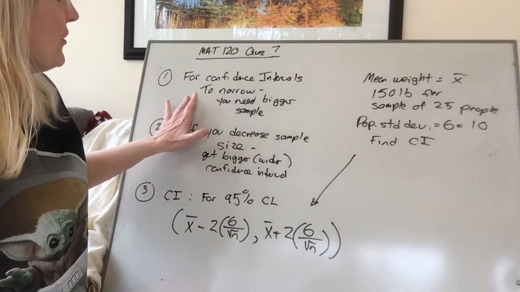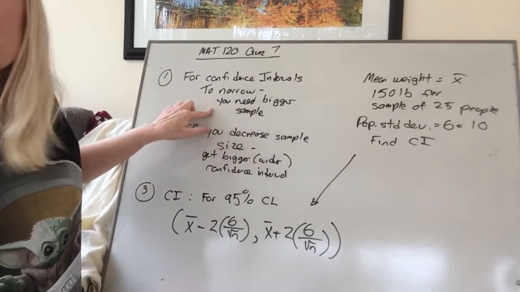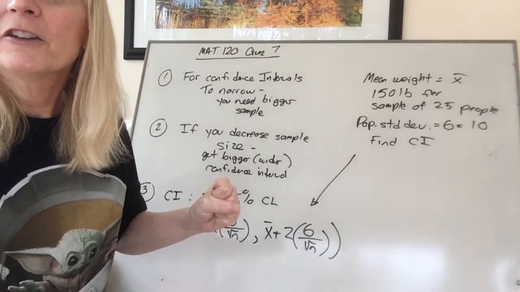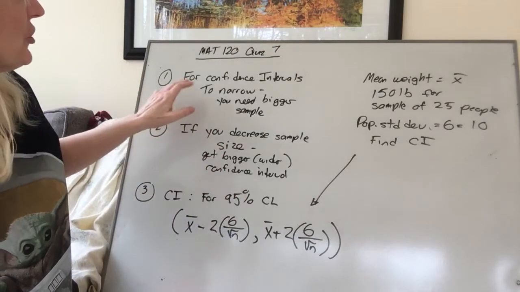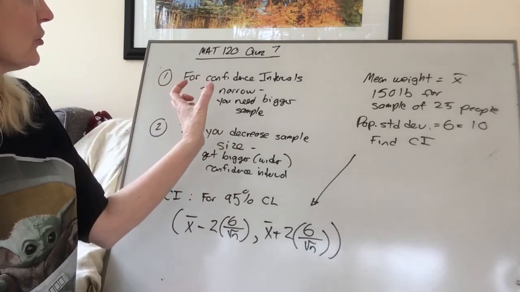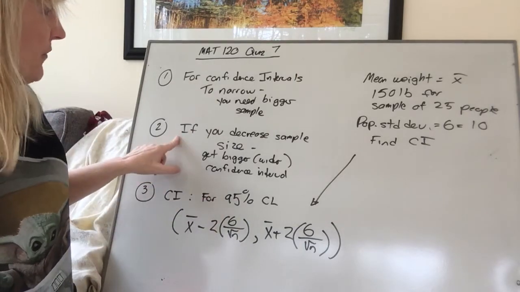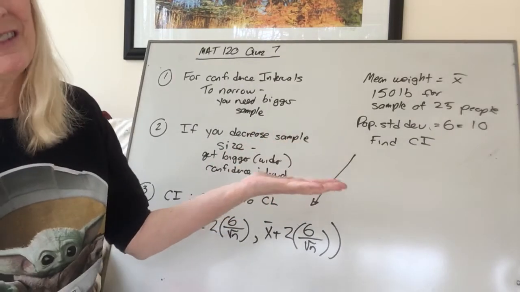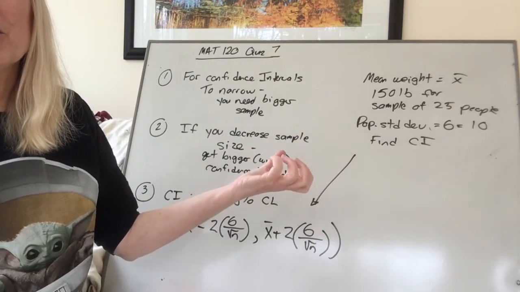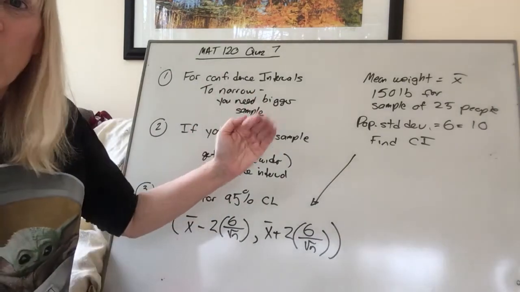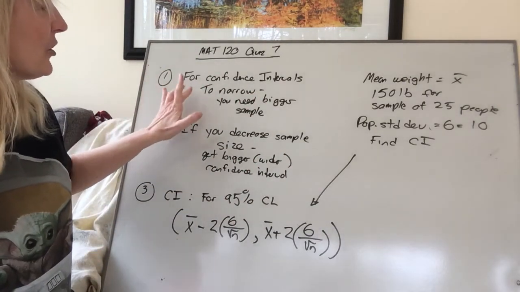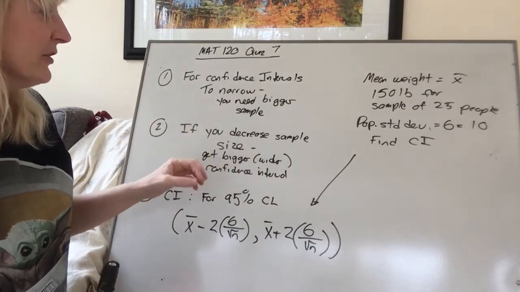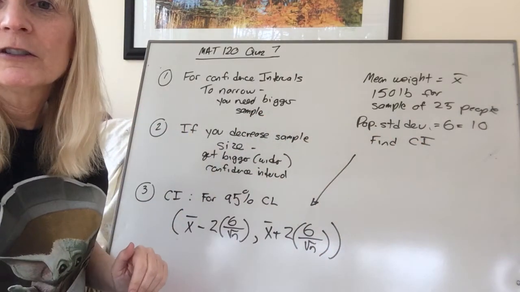So to narrow your confidence interval, you want to take a bigger sample, because the more people you talk to, the more sure you're going to be that you're getting the population mean. So you can shrink down your interval. If you decrease the sample size, you're not as sure, so your range is going to get bigger because you're not too sure where the real population mean is. So that will make your interval get wider. To narrow your confidence interval, to make the numbers closer together, you need a bigger sample. If you decrease the sample, you're going to stretch it out.